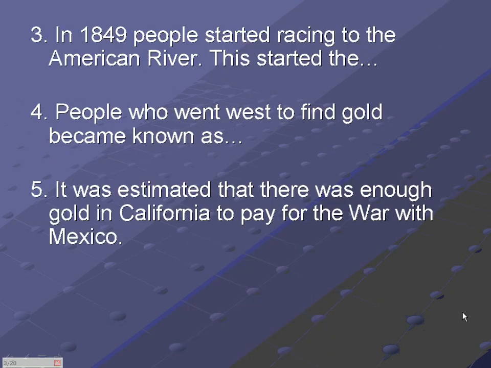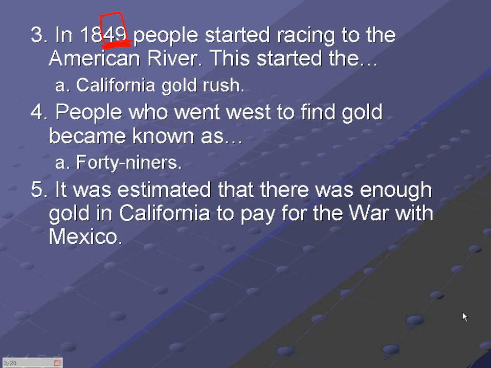In 1849, people started racing to the American River. This started the California Gold Rush, what we're talking about. People who went west to find gold in 1849, if you look at the 49 up at the top of the screen, right here, they were known as 49ers. Makes sense, right? It was estimated at this time that there was enough gold in California to pay for the entire war with Mexico and then some.